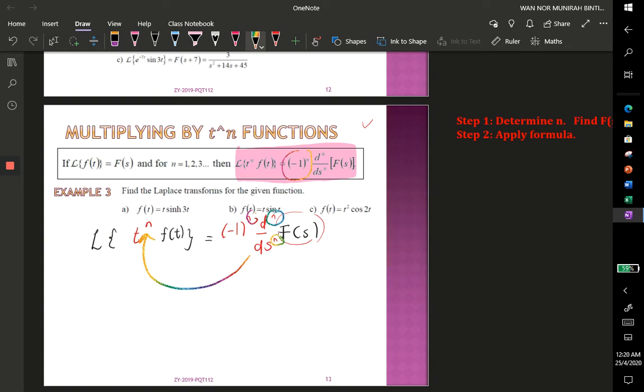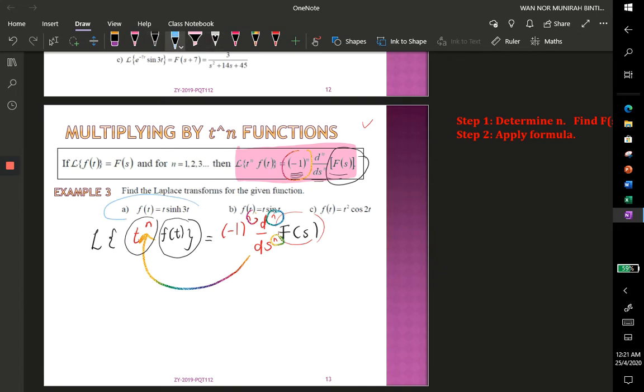So if you look at this definition, it says (-1)^n, differentiate F(s) n times, which means that you need to find F(s) first. How to get F(s)? Go back to our definition. In order to get F(s), we need to take the Laplace transform of f(t). In this case, you need to define what is your f(t) and what is your t to the n. That's all. Look at one example.